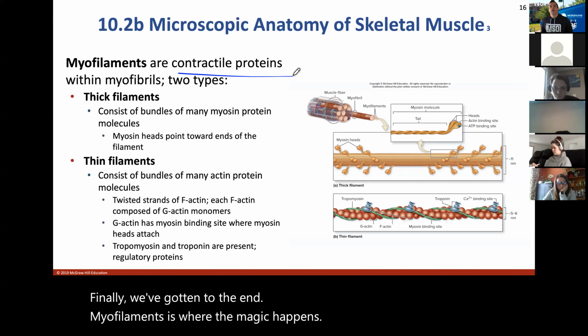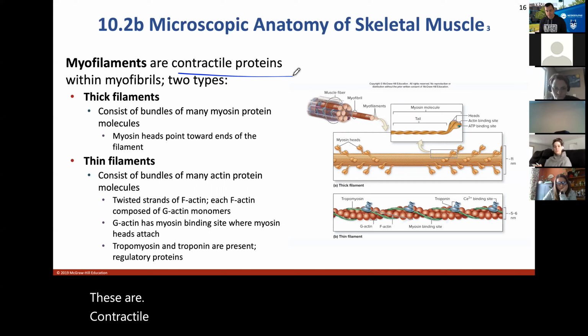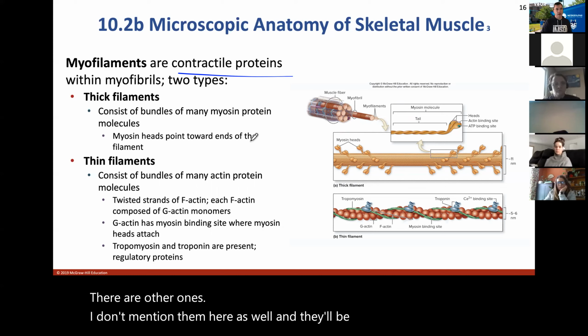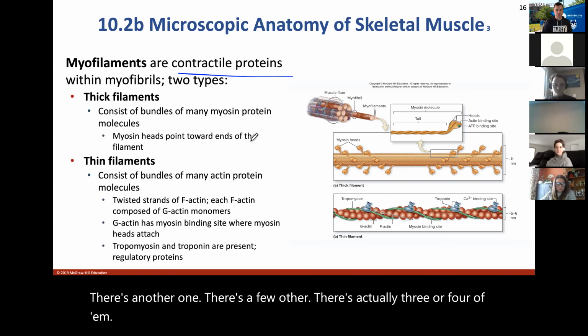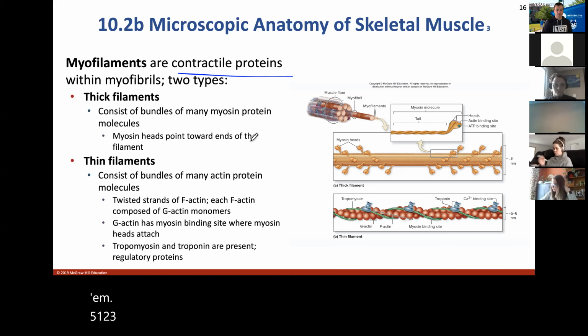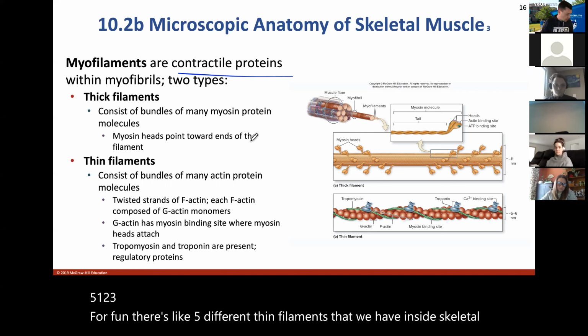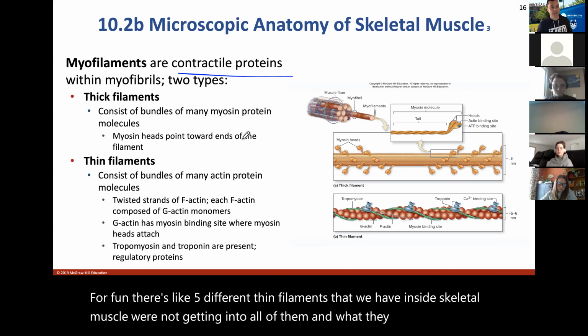These are contractile proteins. And we have ultimately two types that we'll talk about: actin and myosin. There are other ones, and I'll mention them here as well. There's actually like 5 different thin filaments that we have inside skeletal muscle. We're not getting into all of them and what they do. We're just looking at some of the major players here.